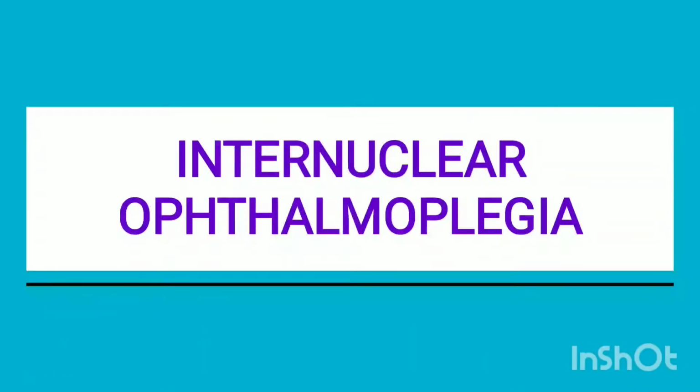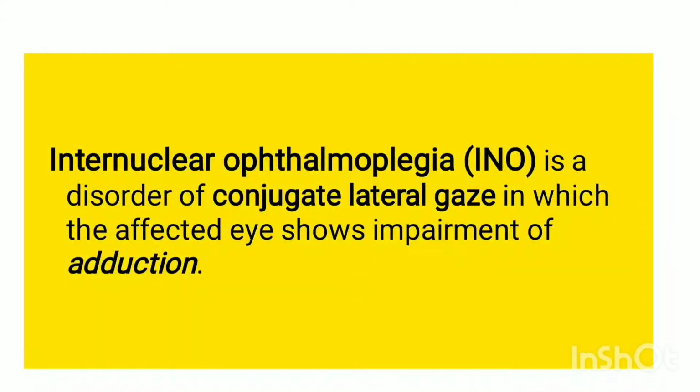So today we are discussing internuclear ophthalmoplegia. Internuclear ophthalmoplegia, which is also called the INO, is a disorder of the conjugate lateral gaze, in which the affected eye shows impairment of adduction.